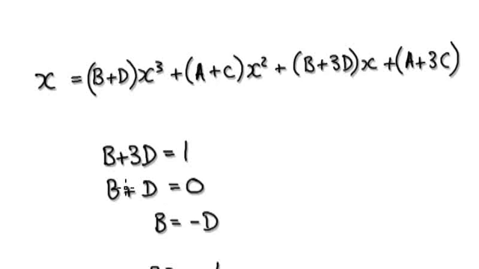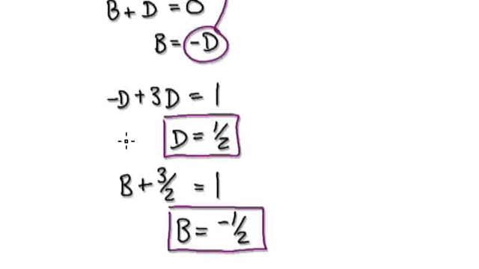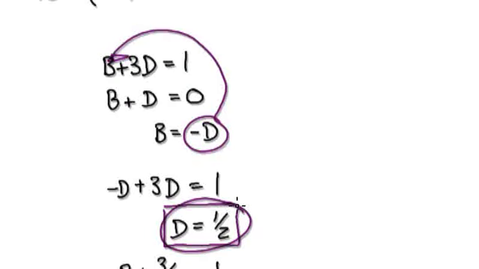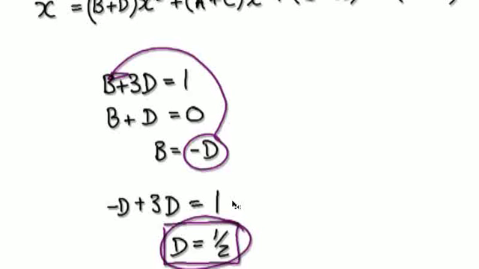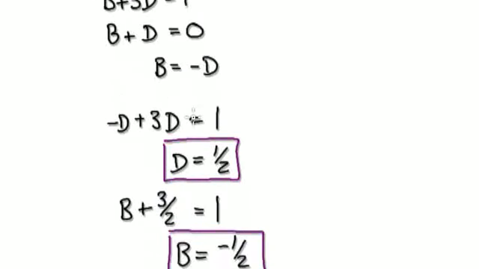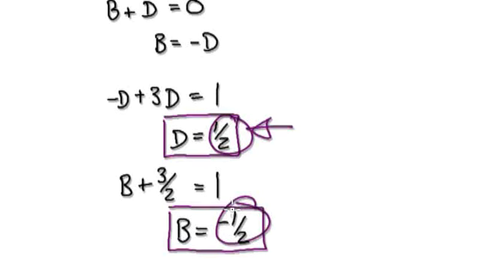So let's just take away d from both sides. That will then give you this. Now we can put this into here. So d equals a half, b equals negative a half, and the others must be 0. If you think about it, the others must be 0. So d equals a half, b equals negative a half.